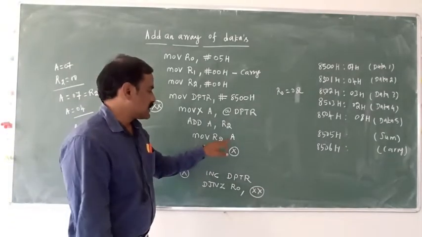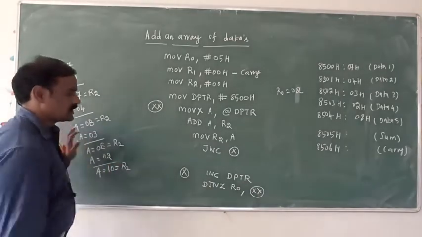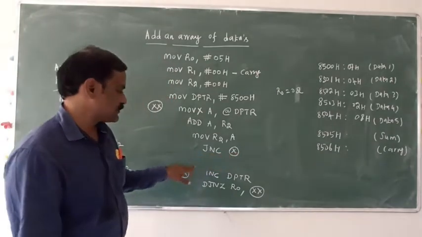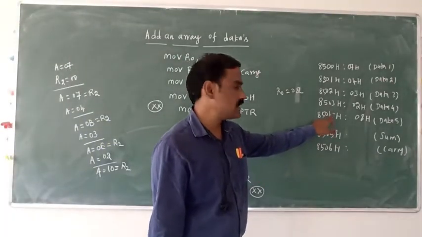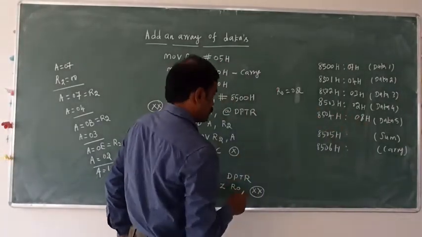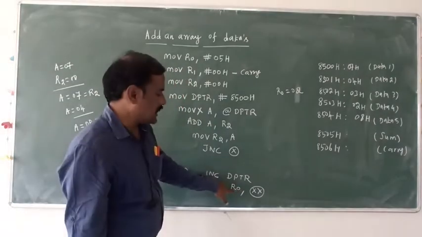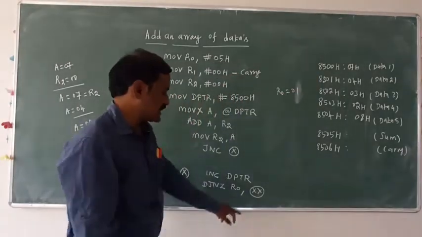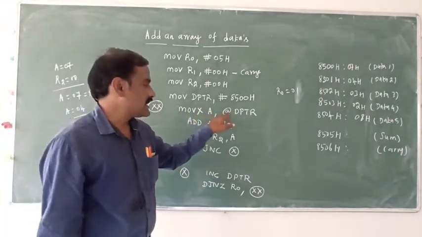After that, the A register data is moved to R2. Now check the result whether it is carry or not. No carry. No carry means jump to here and increment the data pointer address. Now the data pointer address will be incremented. Next, decrement R0. R0 is 01. Now check whether it is 0 or not. Not 0. Not 0 means jump to here.